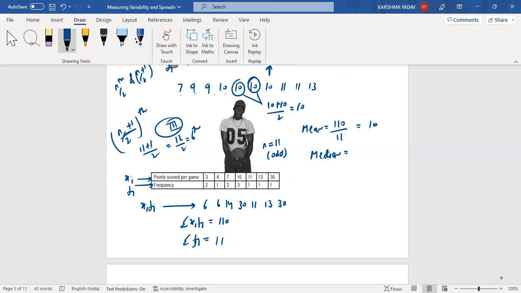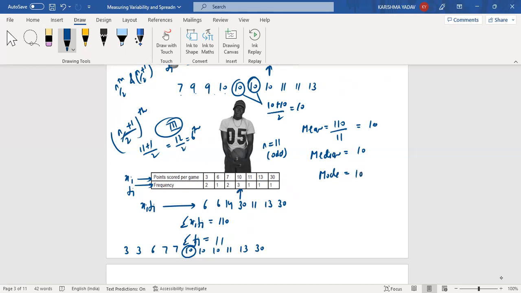If we write them in ascending order, this is 3, 3, 6, 7, 7, 10, 10, 10, 11, 13, and 30. Now, which one is the sixth position? This one is the sixth position, that is 10. So the median for the third player is 10. Now, what is the mode for the third player? That is the one with the highest frequency. The highest frequency is 3 here for the 10 points. So the mode is 10.